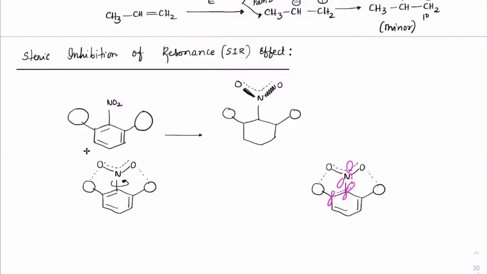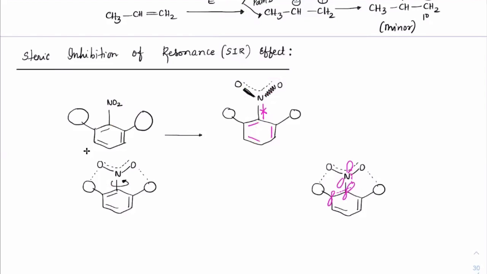Because of which, the resonance of benzene will be only within the benzene ring. This resonance will anyway continue, but there won't be any resonance between these two. So this type of resonance inhibition between the benzene ring and the outside group is called the SIR effect, steric inhibition of resonance.